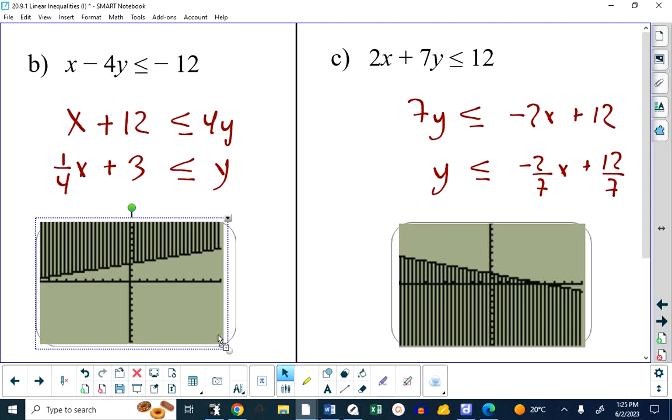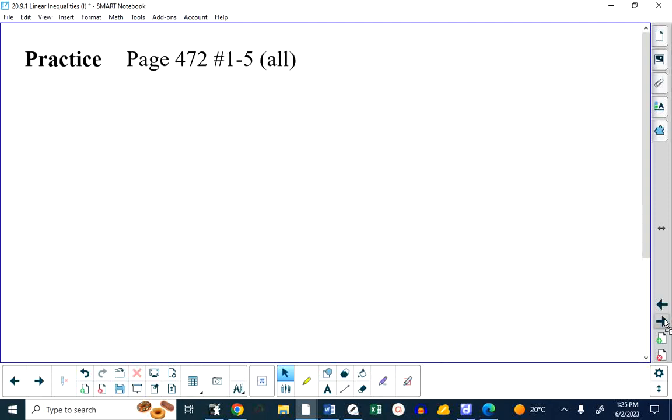What we're going to be looking at are quadratic inequalities in 1 and 2 variables as well. And strangely enough, quadratic inequalities in 1 variable is more complicated than quadratic inequalities in 2. Anyway, on page 472, questions 1 through 5.